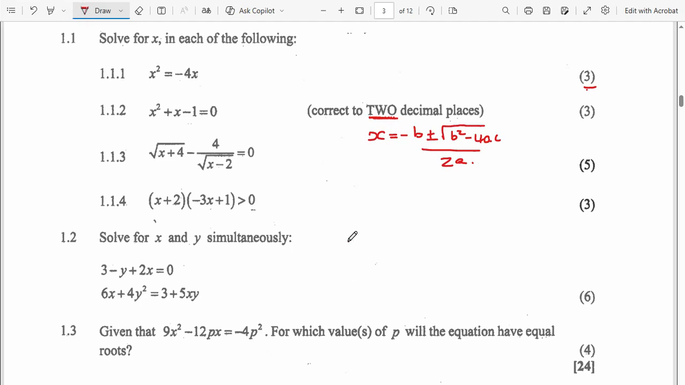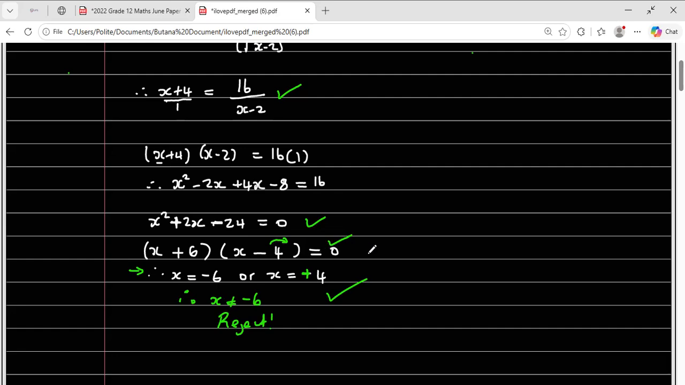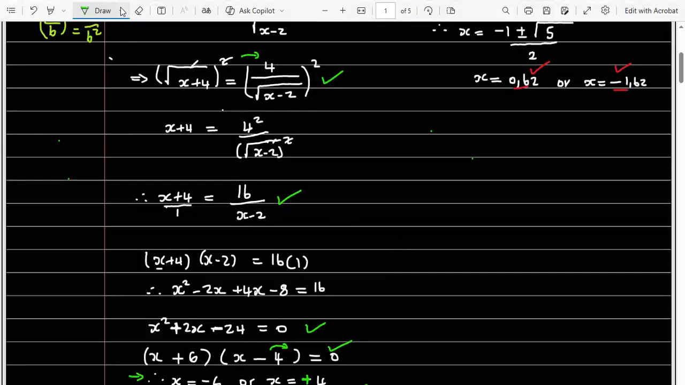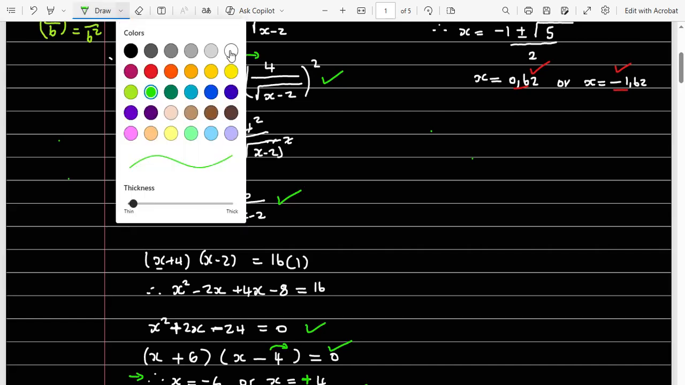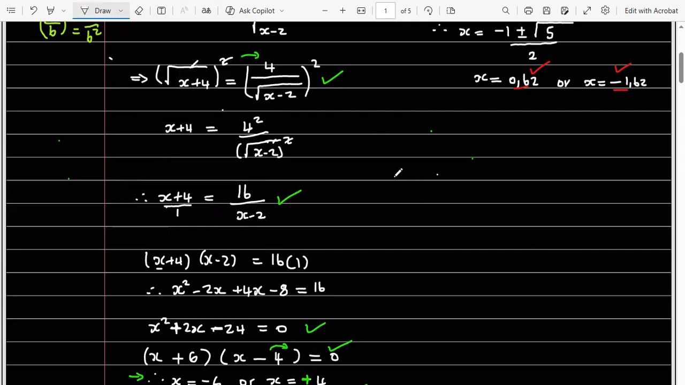Okay, so on this one, this is an inequality question, 1.1.4. I think this is very, very easy because already the question is factorized. So let's go and work on that. Let's solve for x. On this 1.1.4, we are given (x + 2) multiplied by (-3x + 1). So they say this is greater than 0.